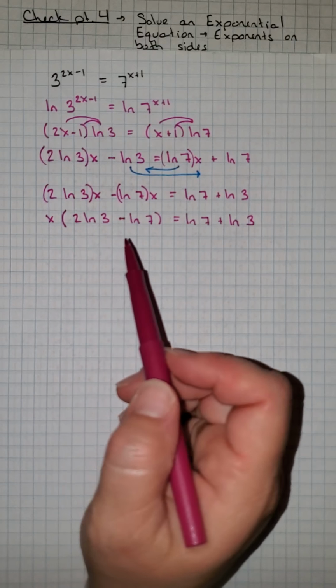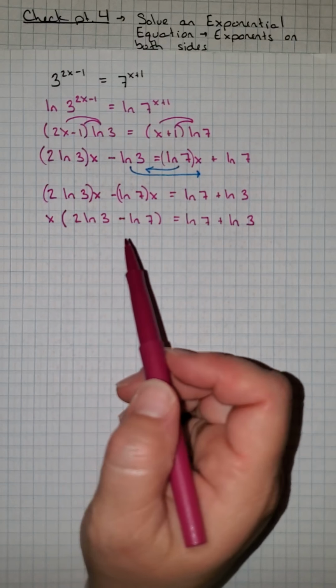So this could be 3 to the 2 minus natural log of 7 equals, and this is 2 logs with a plus. Just multiply them. It's the natural log of 21. So over here we have x times the natural log of 9 minus the natural log of 7. We have 2 logs with a minus, which is division. So x times the natural log of 9 over 7 equals the natural log of 21.